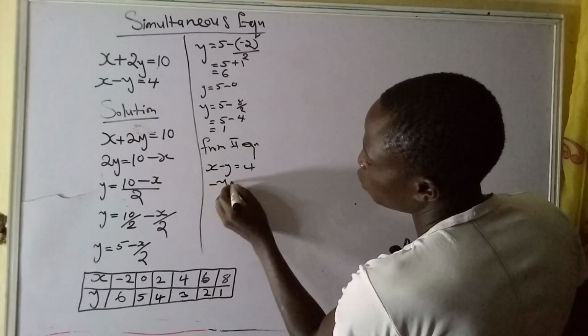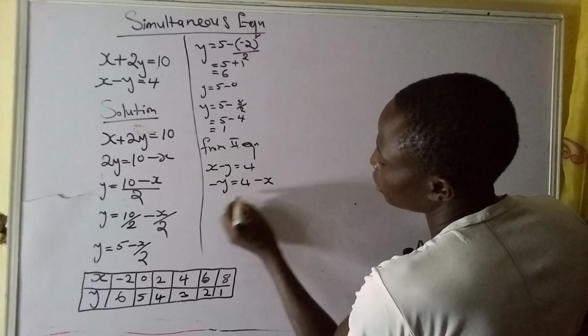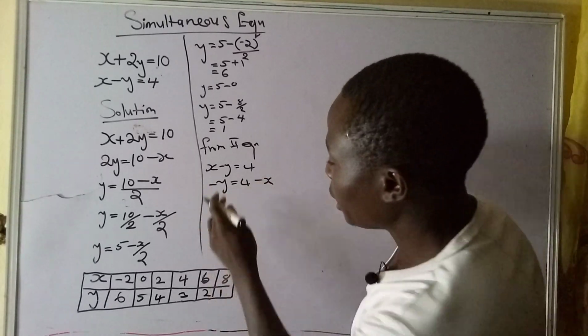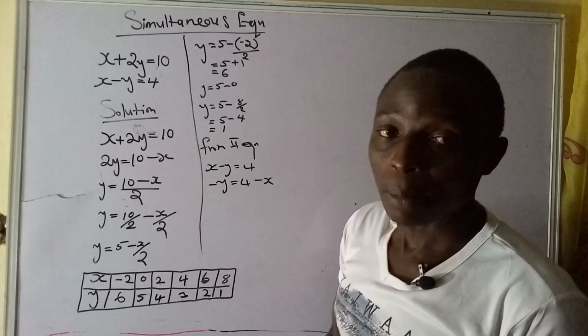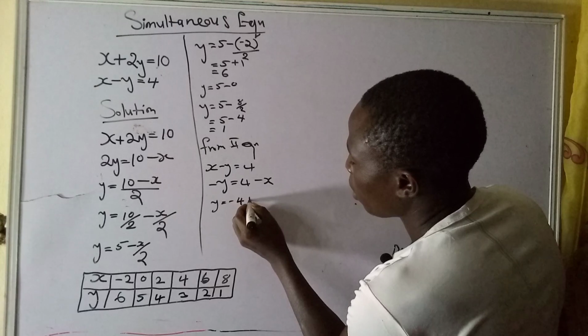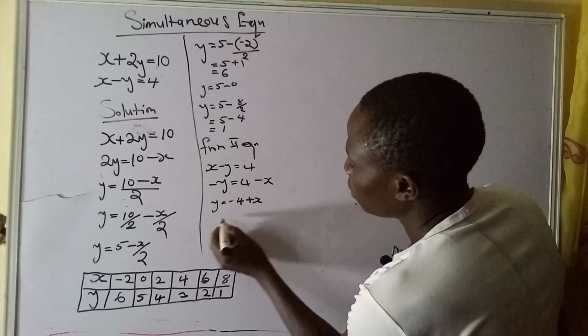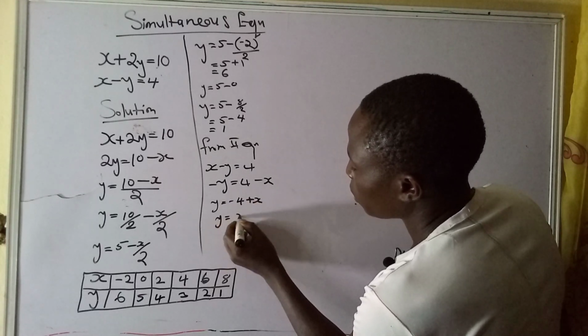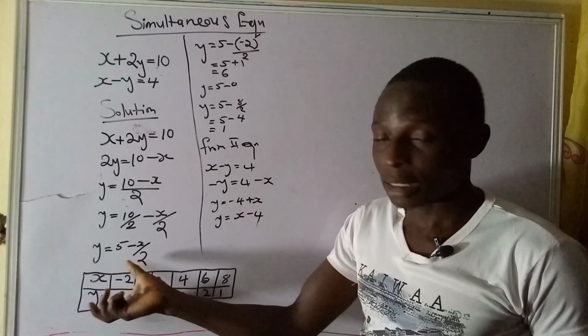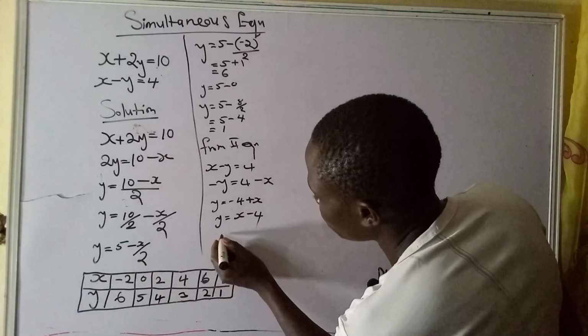We can see that minus y is equals to 4 minus x. In order to remove the negative sign, I need to divide both sides by minus 1, which is y will be equals to minus 4 plus x. Y is now x minus 4. Then we have to make the same table.